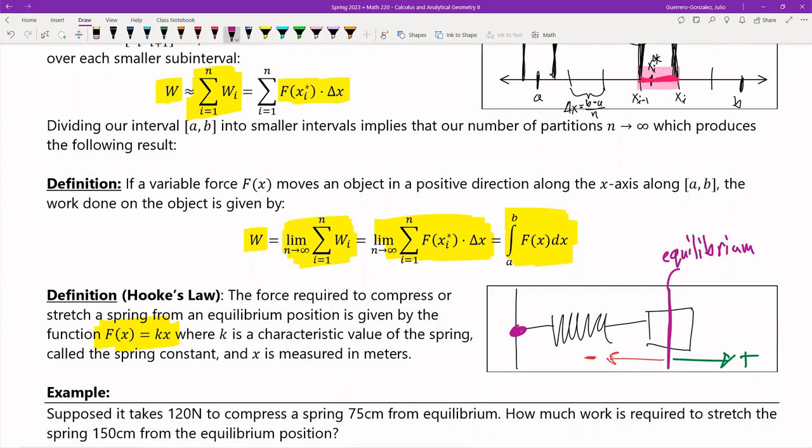And what this equation does, f of x equals kx, is it tells you the amount of force it's going to take to compress or to extend your spring. That's the force, that's the f of x that we're going to be using. Cool.